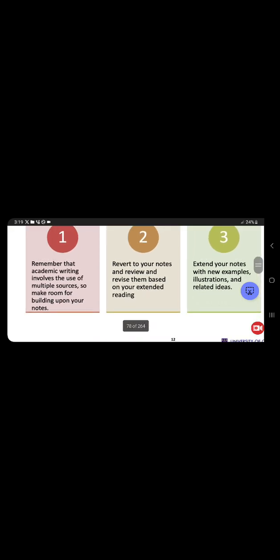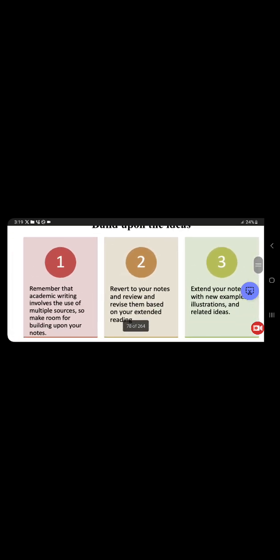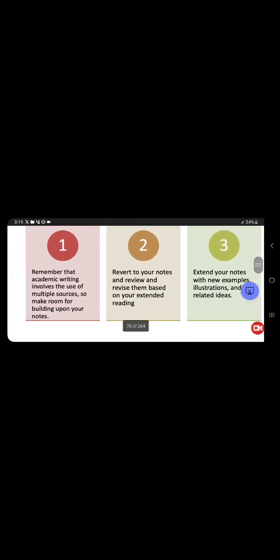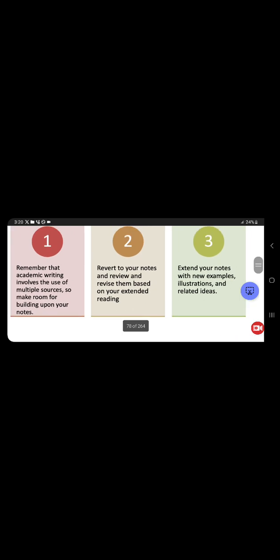Now, there are 3 stages here. How to build upon the ideas. First, remember that academic writing involves the use of multiple sources. Okay, we don't use one source, but different sources. So it is always good to make room for building upon your notes. So you have to build upon it.